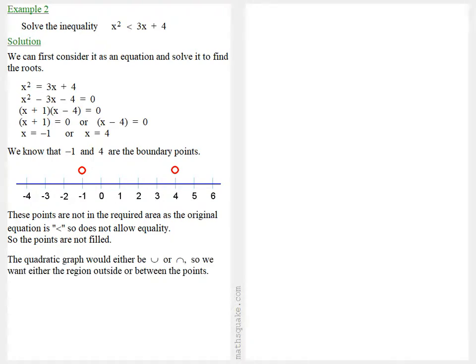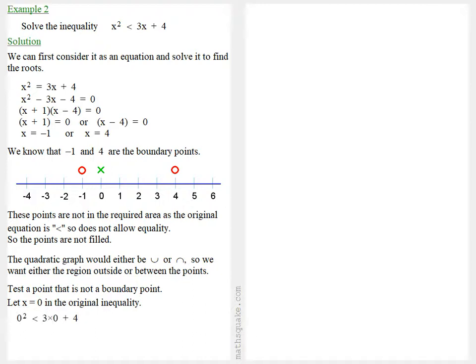Now, the quadratic graph will either be a U-shape or an inverted U-shape, so we want either the region outside or between the points. To decide which, we can take a test point. So we choose a point that is not a boundary point. So for example, let x equal 0, and we substitute x equals 0 in the original inequality.